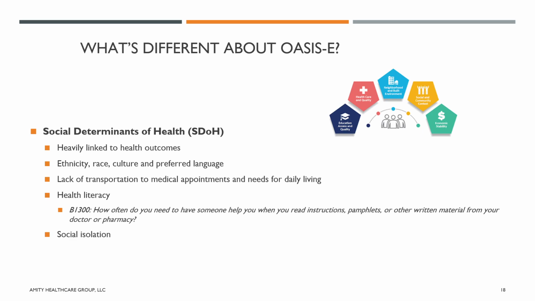Things about transportation, needs for daily living, health literacy also is now kind of new to Oasis-E. And so we want to actually ask them how often they need help to read instructions, pamphlets, and other written material from your doctor or pharmacy to get a sense of that level of health literacy. Social isolation, which by the way has been declared a public health pandemic, is something that we want to assess for, and so we're going to follow the questions specific to that. People who are isolated, lonely, are shown by the data to have poor outcomes compared to people that have good social connection and support. And so that's an important part of the comprehensive assessment.